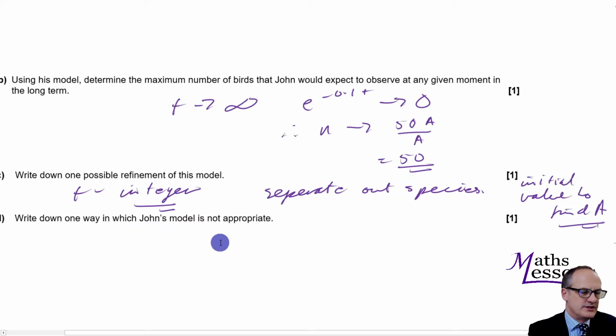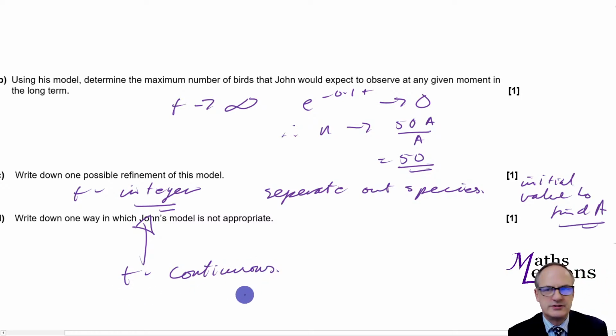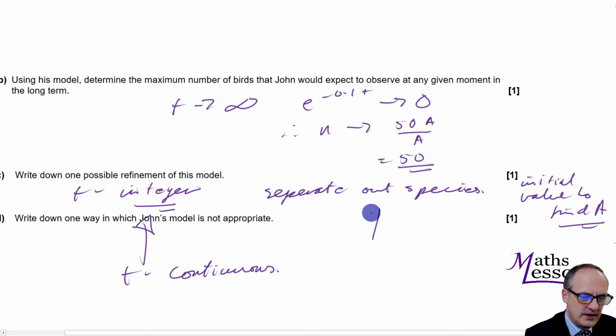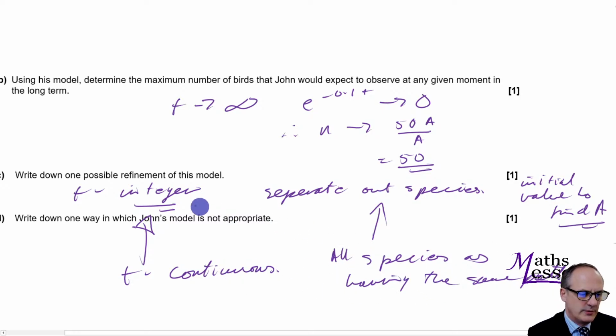Right, one way when it's not appropriate: the fact that t is continuous, and days aren't continuous. Okay, each day is just one discrete unit in itself. And again, you might say that it treats all species the same, having the same patterns. So that may not be true too. So there's two possible ways where it's not appropriate, which actually tie in nicely with the refinements.